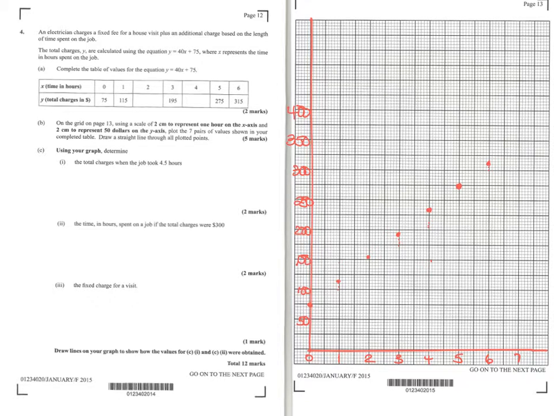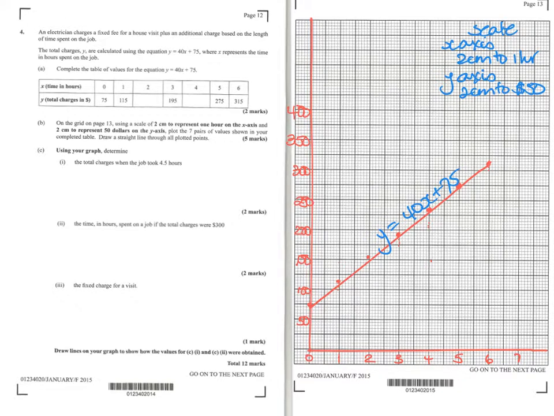And they want you to draw a straight line through all the plotted points. So we get a line that looks like that. And of course we can label it y equals 40x plus 75. We put in a scale, so we'll say x-axis 2 centimeters to 1 hour, y-axis 2 centimeters to $50.